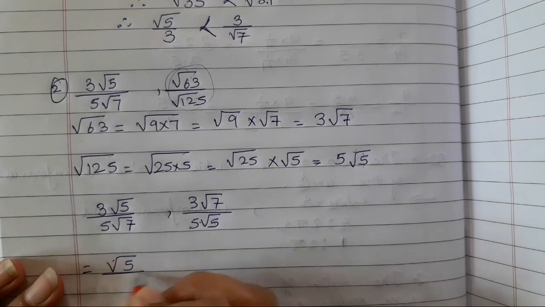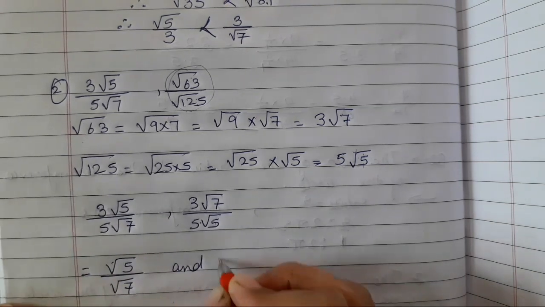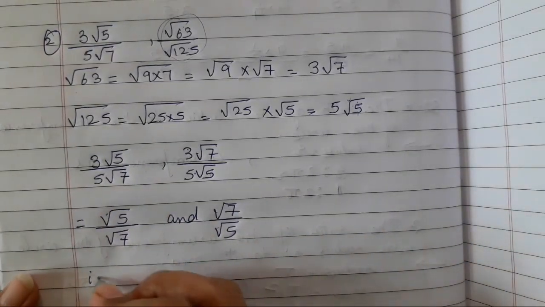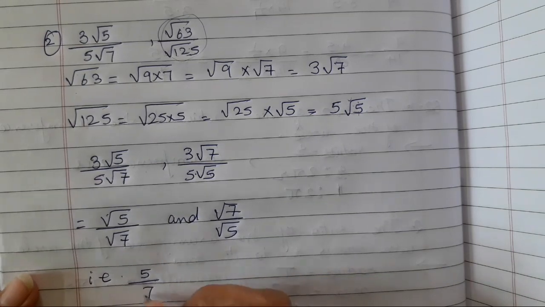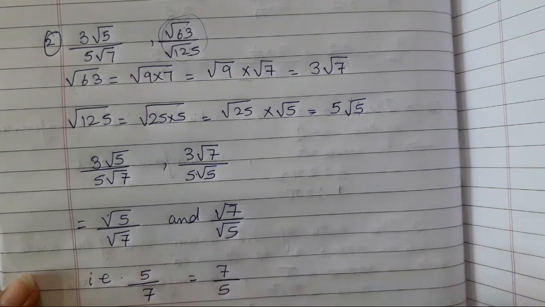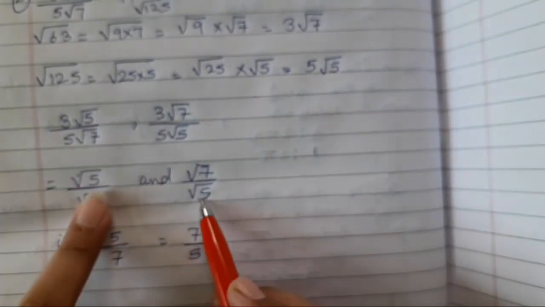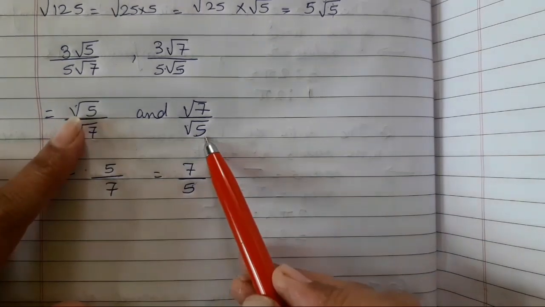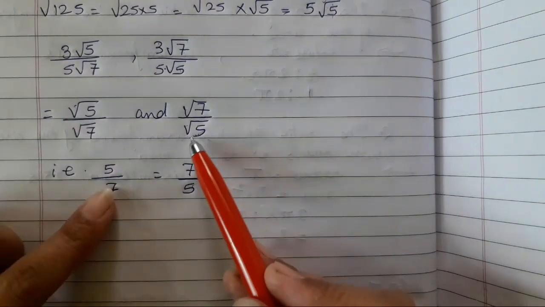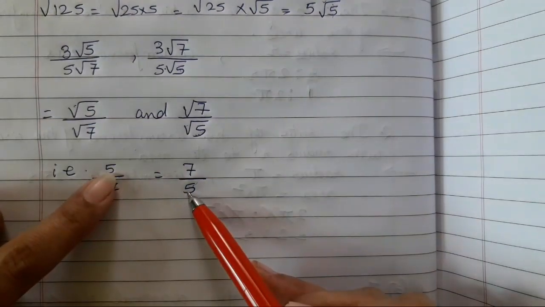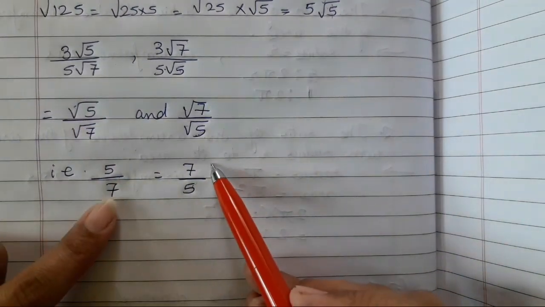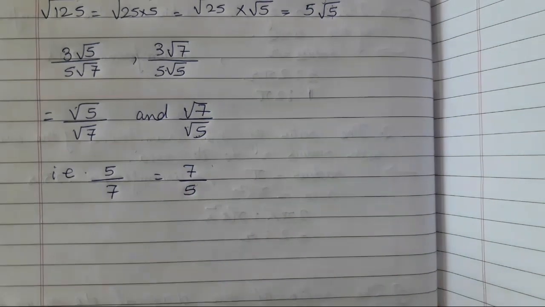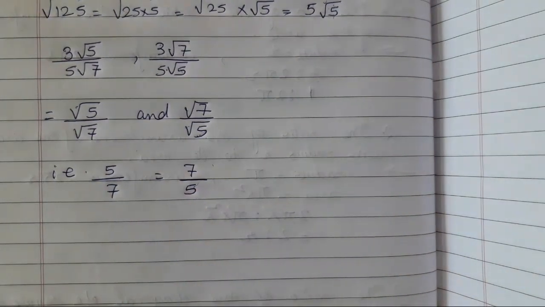Root 5 upon root 7 and root 7 upon root 5, that is 5 upon 7 and 7 upon 5. What we did over here, we cross multiplied it and we removed the squares of both the sides and we got 5. Same for the 7, we took the squaring from both the sides and the square root is removed. So only 5 upon 7 and 7 upon 5 is remaining.